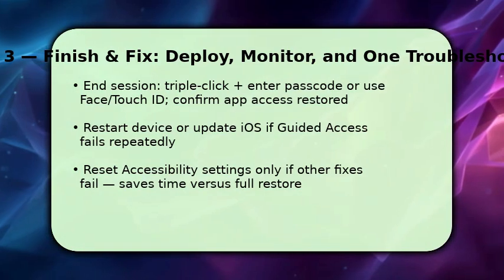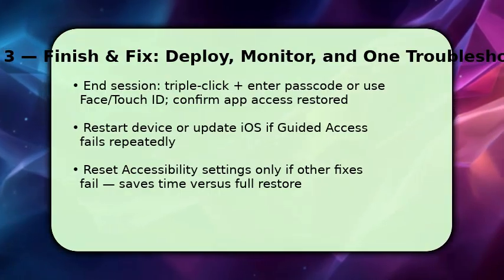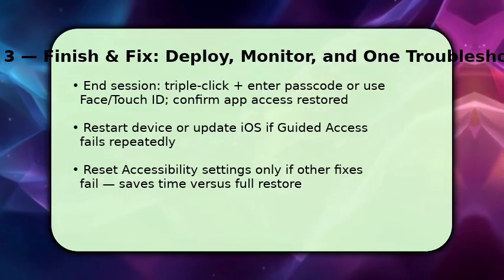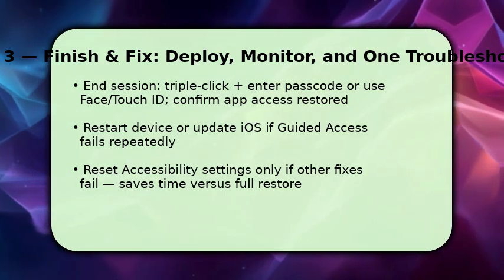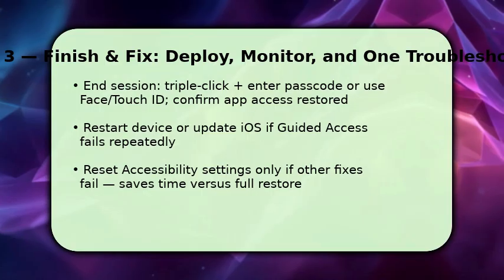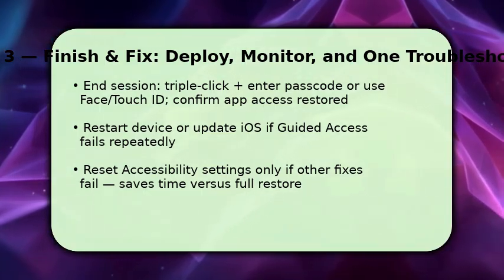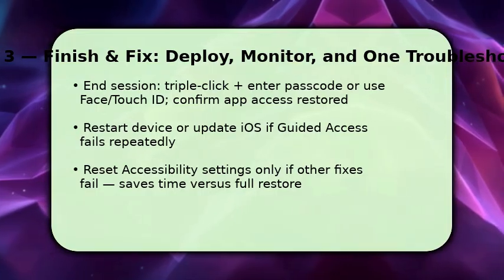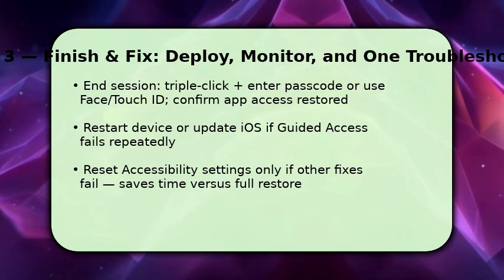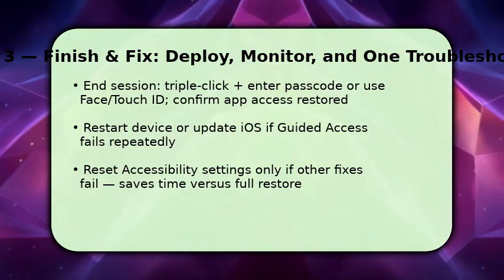You finish by exiting guided access with a triple click and your passcode or using Face/Touch ID. Confirm the app returns to normal. If guided access still fails to start or exit, restart the device and check for an iOS update, because system bugs are often fixed in updates. As a final troubleshooting tip, reset accessibility settings to defaults. This preserves your other data but restores broken mappings. If that still fails, collect specifics like iOS build and reproduce steps before seeking support.